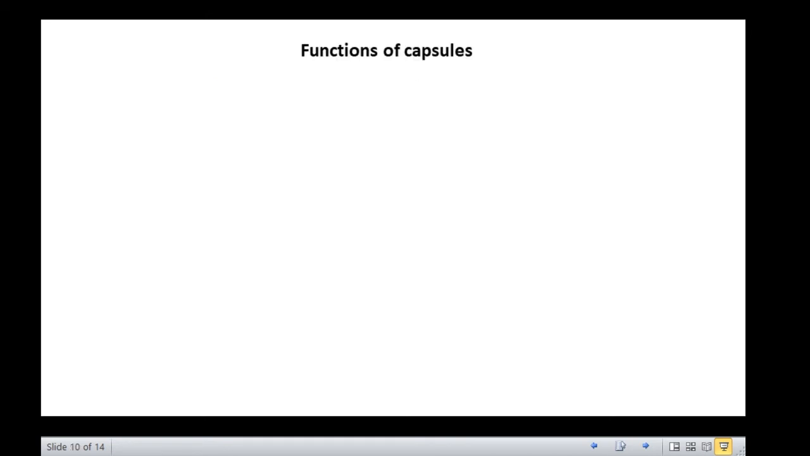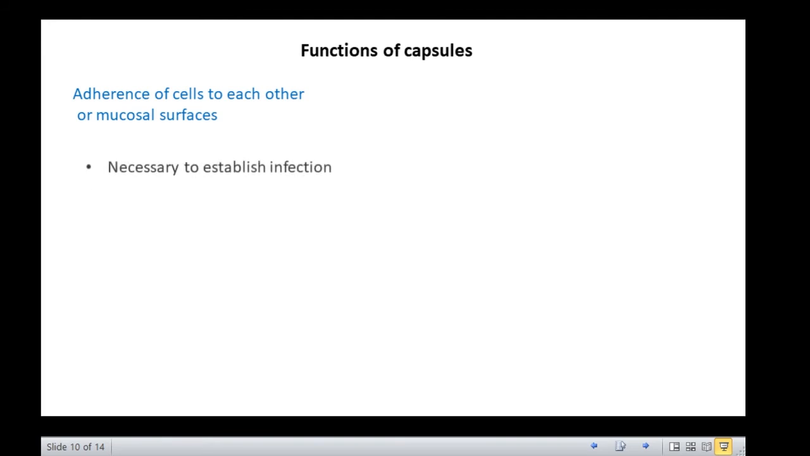Let us now discuss the functions of capsules. The functions of capsules are many. Capsules and slime layers are responsible for adhering cells to each other or to surfaces. This adherence is necessary for many bacteria to establish infection in appropriate hosts.